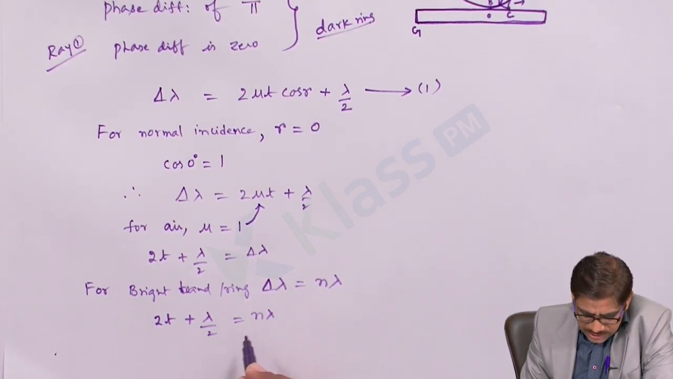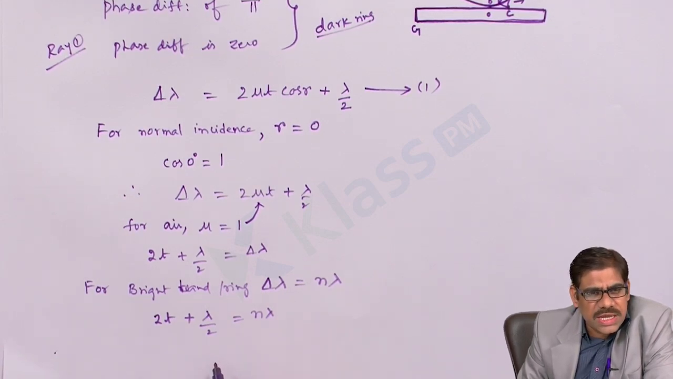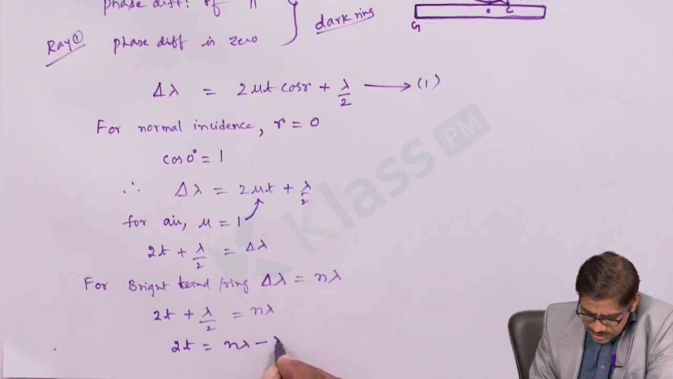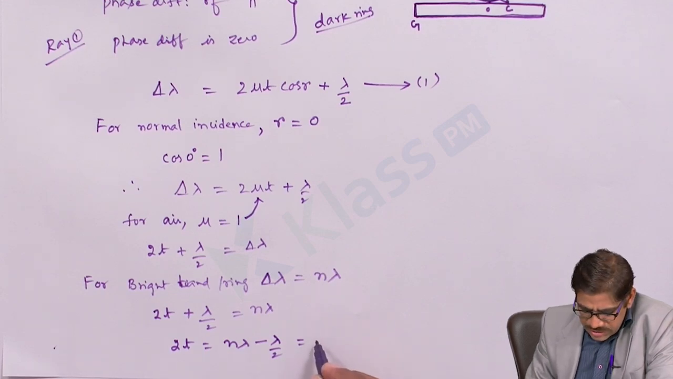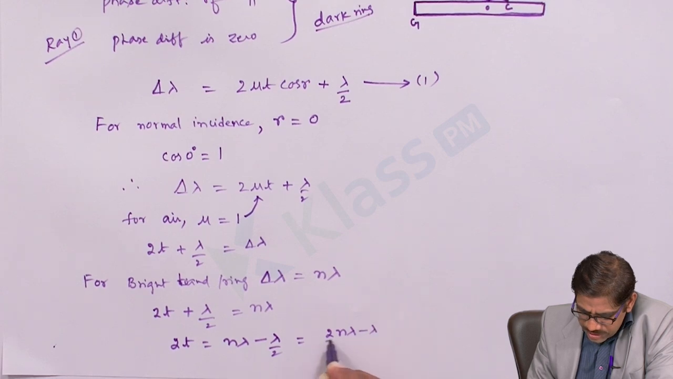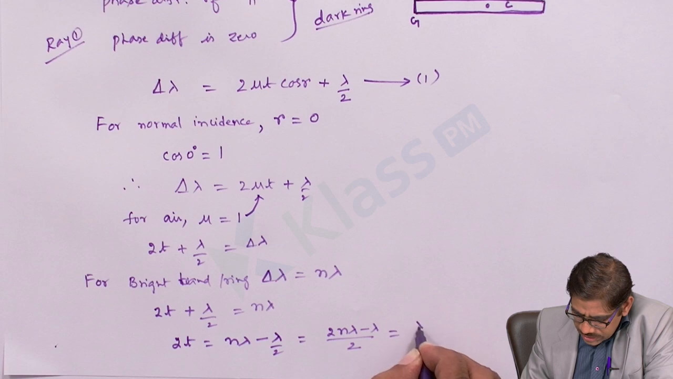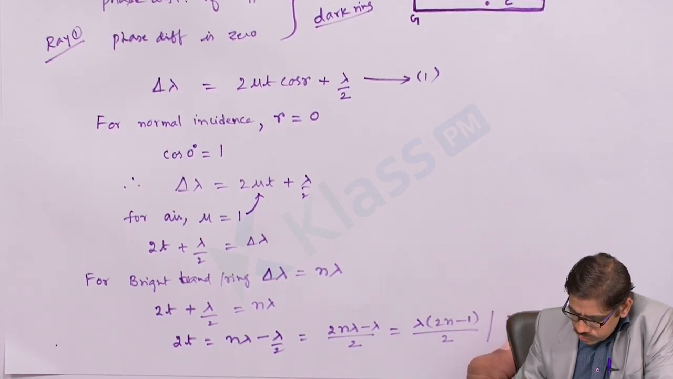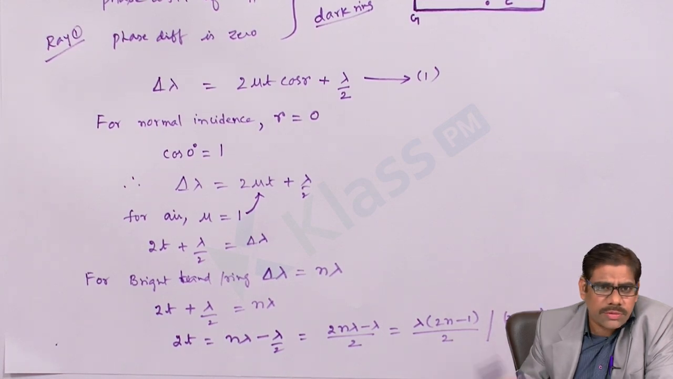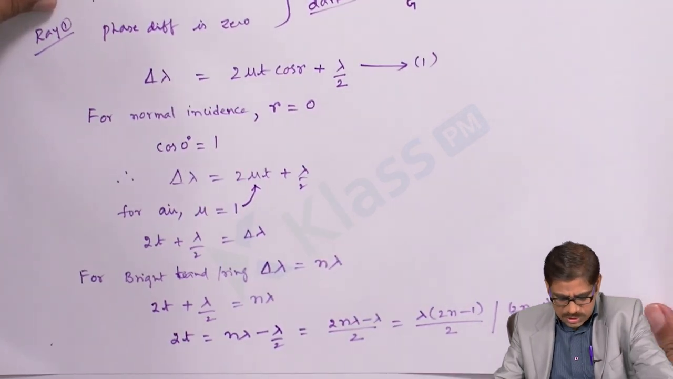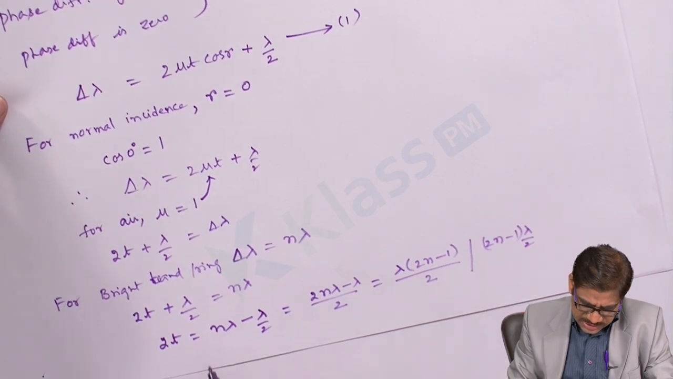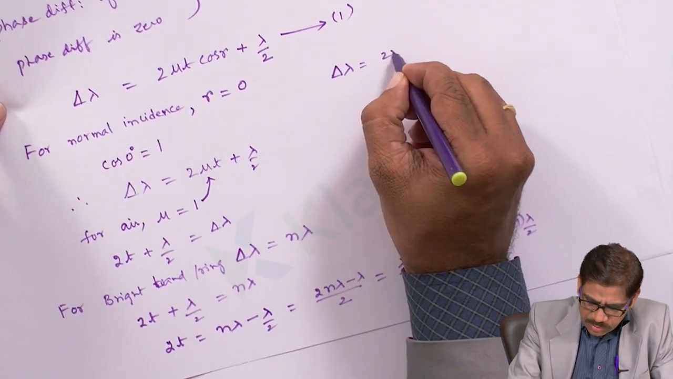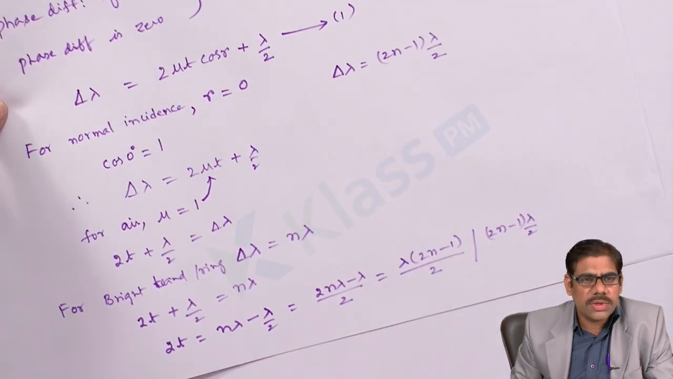Now we can transform the equation as follows: 2t is equal to n lambda minus lambda by 2, which is equal to 2n lambda minus lambda by 2. Taking out lambda, it forms as 2n minus 1 into lambda by 2. So this is how the equation gets transformed. We can rewrite it as delta lambda is equal to 2n minus 1 into lambda by 2. This is for the bright ring.